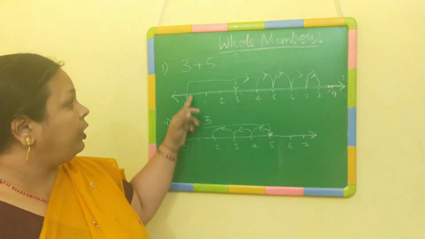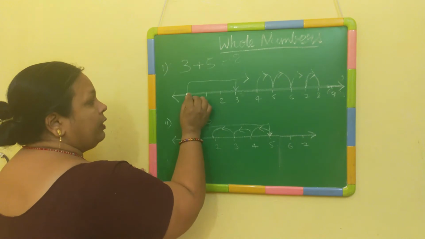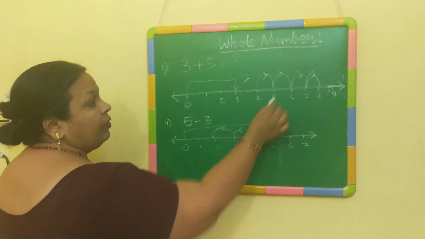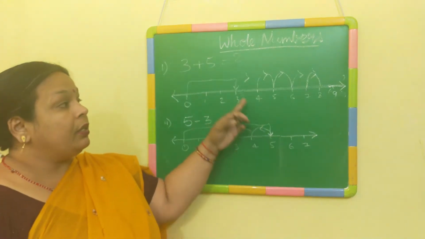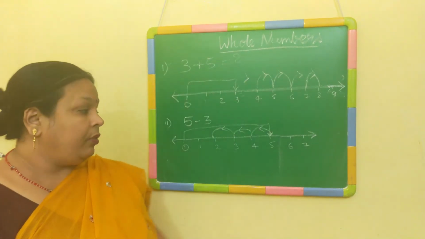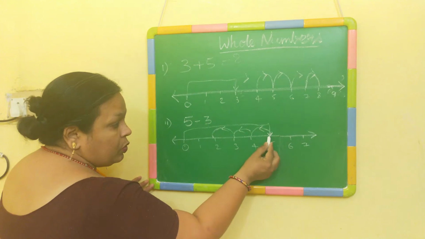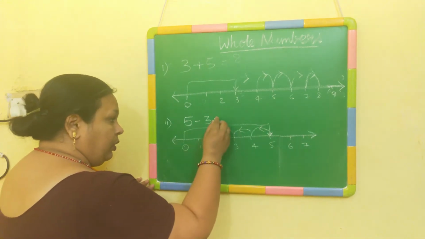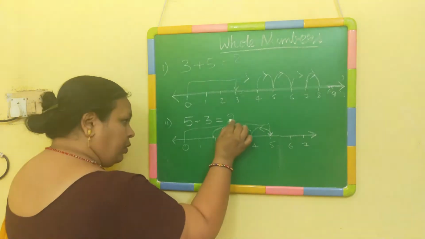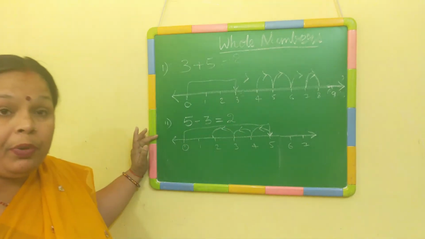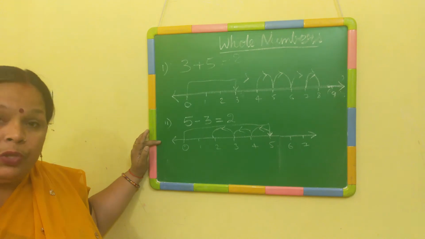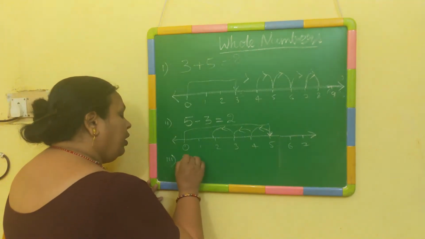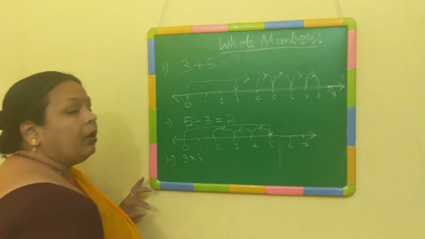See, the arrow is showing here that we started from here, we reached 3 and then we have taken plus 5. So the arrow is indicating that the movement was towards the right. Now here the arrow is showing that from 5 you are moving towards the left. Now the answer which you are getting is 2, and if you simply subtract 5 minus 3 you are going to get 2. Now let's see how to do 3 into 3 on a number line. Clear?